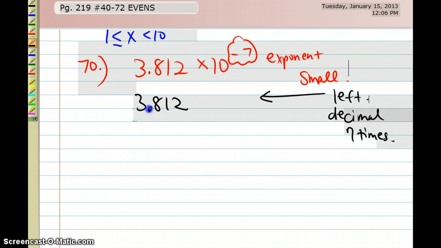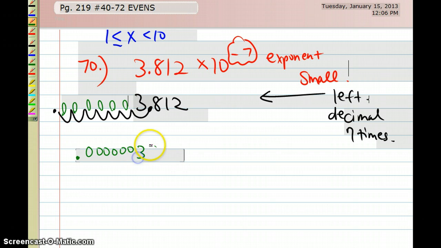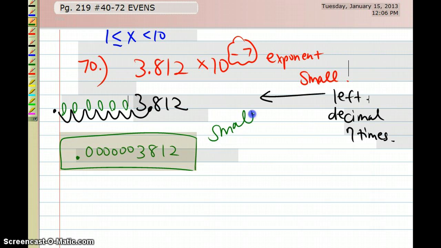So here's the decimal. It goes 1, 2, 3, 4, 5, 6, 7. And there we go. And I'm going to add my zeros. What you're not doing is just counting zeros or just adding zeros, because the negative 7 tells you to move the decimal. Here's my final answer with 6 zeros in front of the 3 after the decimal. That is clearly a small number, so I was able to check my answer with my exponent.